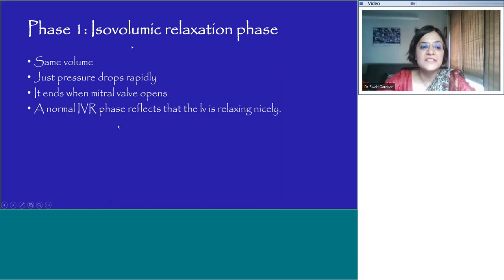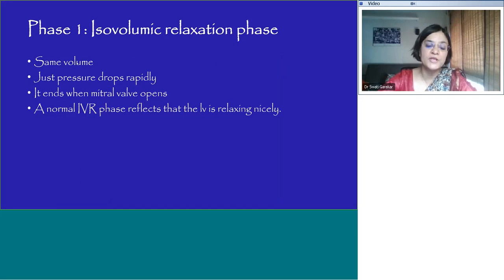Let's move on to phase 1. Once again, the isovolumic relaxation phase. Remember, it's when the aortic valve closes and the mitral valve hasn't opened yet. The left ventricle is relaxing. There's a sudden, rapid pressure drop.